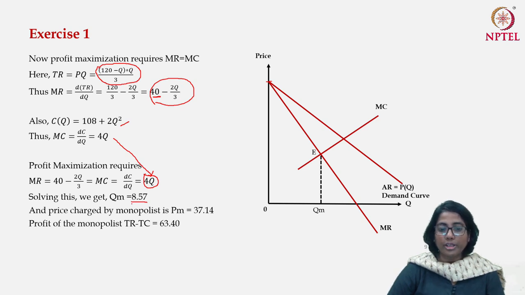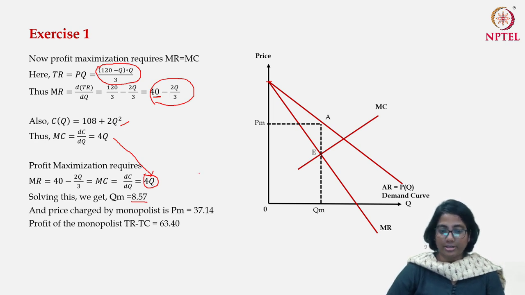So I am going to put Q equal to 8.57 in 40 minus Q by 3 in that equation to get the price. And that will give me a price which is PM equal to 37.14. So this is the value that I am getting. This is where I am getting the equilibrium price, and this equilibrium price is PM equal to 37.14.